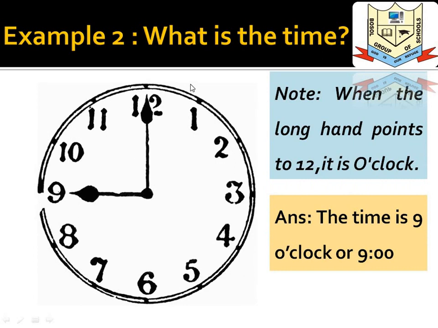Example 2. What is the time? Remember, the long end counts minutes, while the short end counts hours. When the long end points to 12, it is o'clock. So it means the time is 9 o'clock.